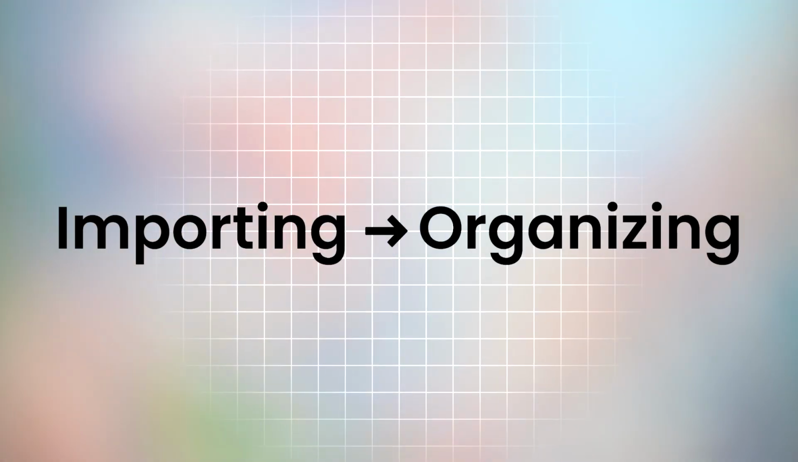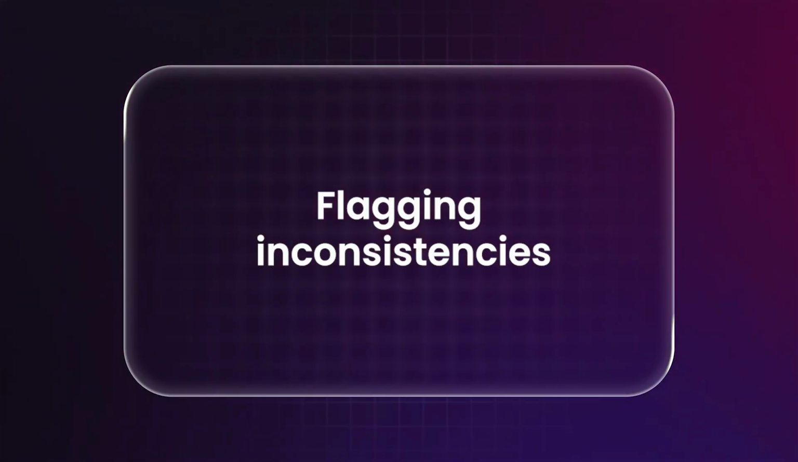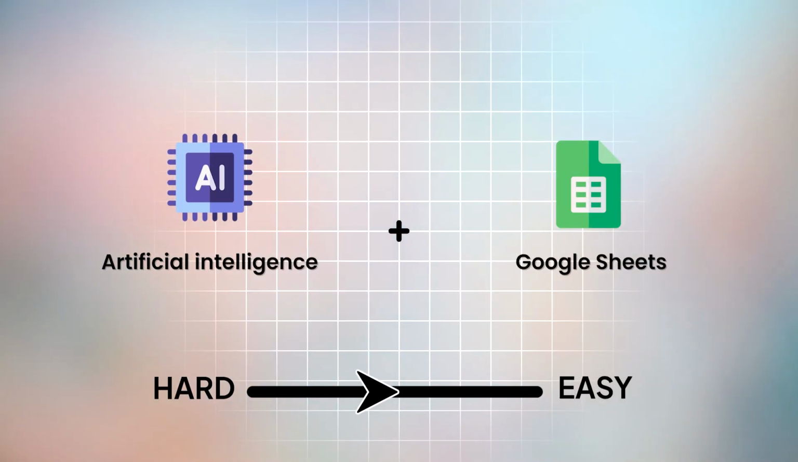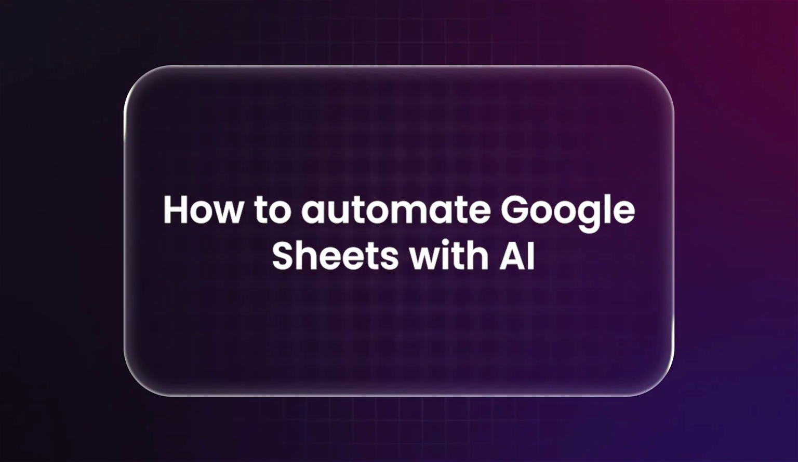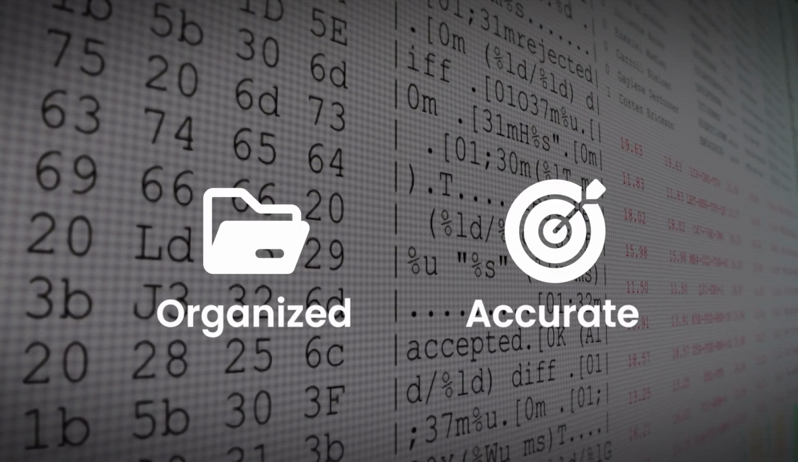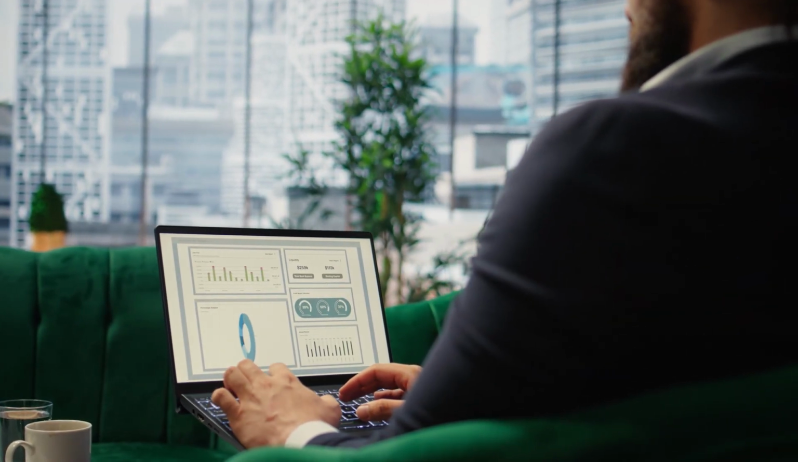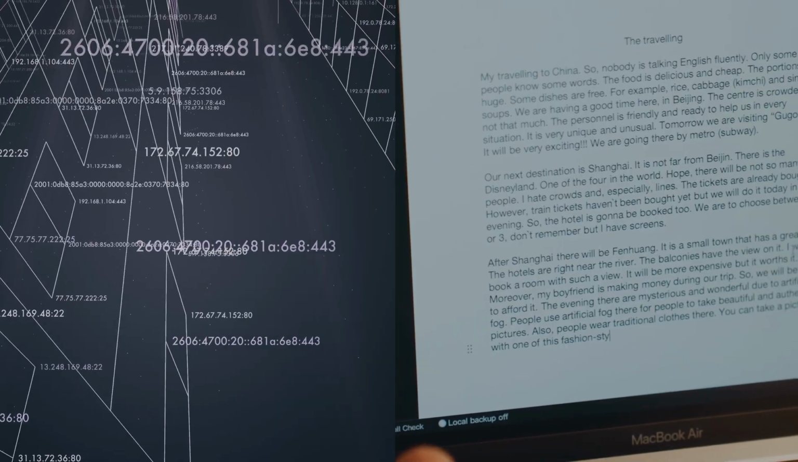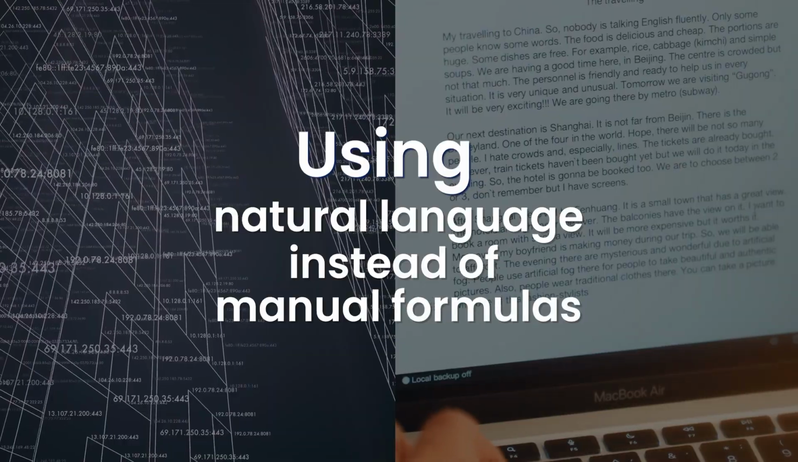Whether it's importing data and organizing sheets, or flagging inconsistencies and creating reports, AI in Google Sheets takes the busy, repetitive tasks off your hands. So in this video, we'll look at how to automate Google Sheets with AI so your data stays organized, accurate, and actually useful for making faster decisions. Let's start. At its core, automating Google Sheets with AI is about using natural language instead of manual formulas.